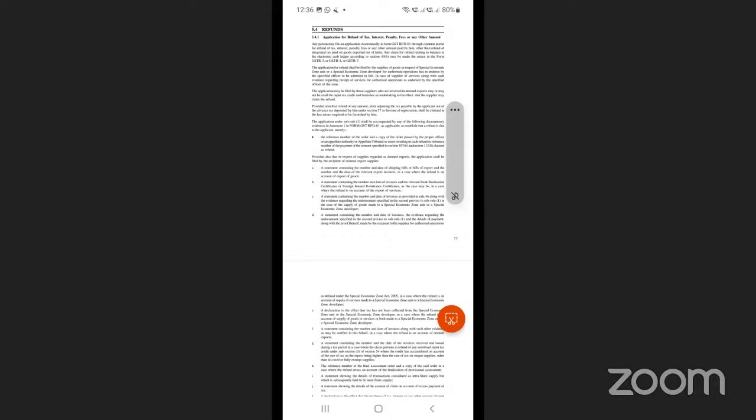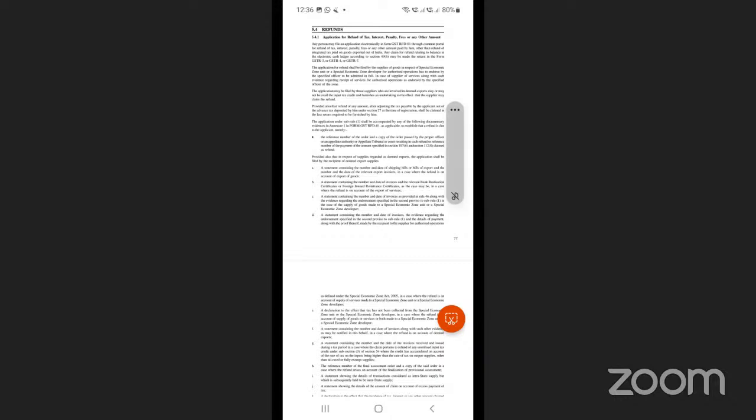Now, the documents need to be shown as evidence also. When you want to show the documents as evidence, the reference number of the order is to be stated. The copy of the order provided by the proper officer or the appellate tribunal or a court. Whatever evidence is provided by those officers, that also needs to be attached along with your refund.